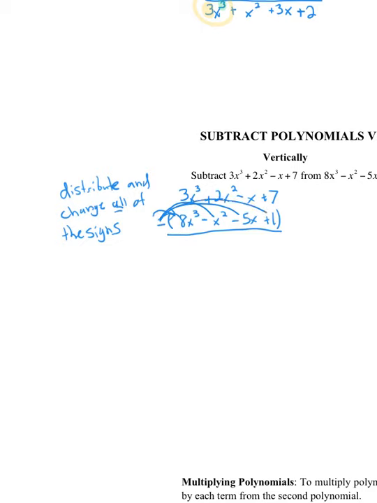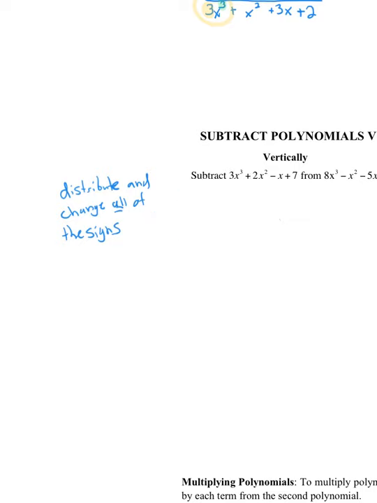Wait, isn't it actually the other way around? What do you mean? That you're subtracting 3x cubed plus 2x squared. Yes, you're right. I did do that backwards. Thank you. We'll fix that. So yeah, we're going to subtract that from the other one. Yes, the way I wrote it down.